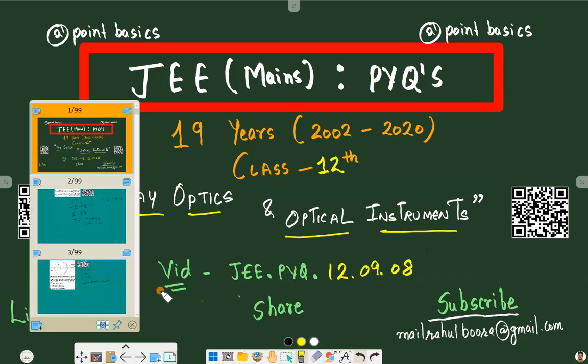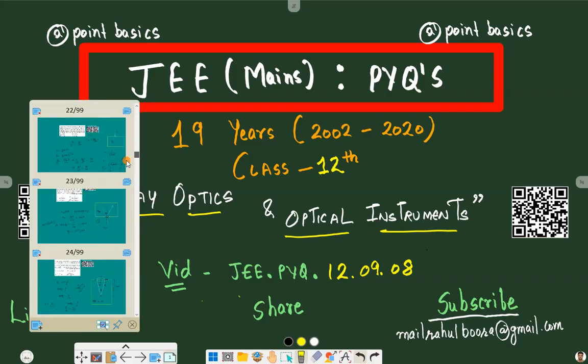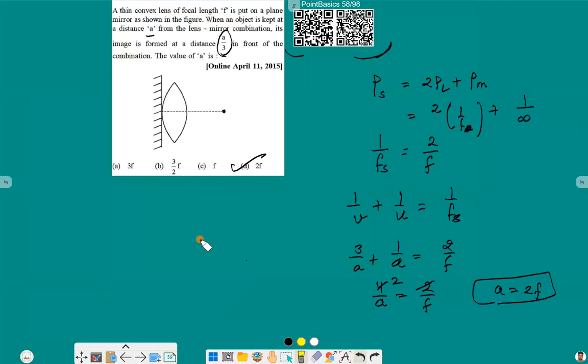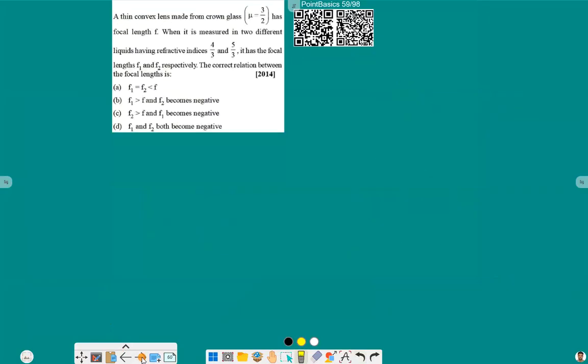In the previous one, I think we covered up to 50 or something. Yes, this was one of the last. That is 58. And today we will start with 59.